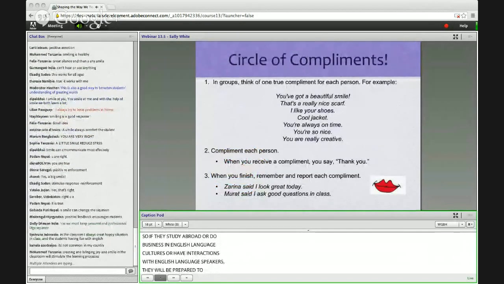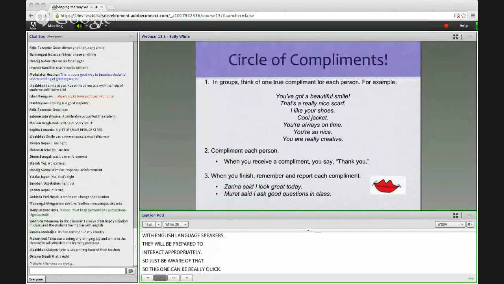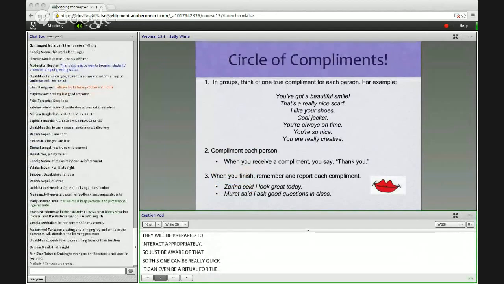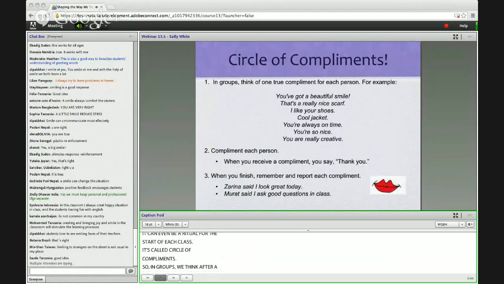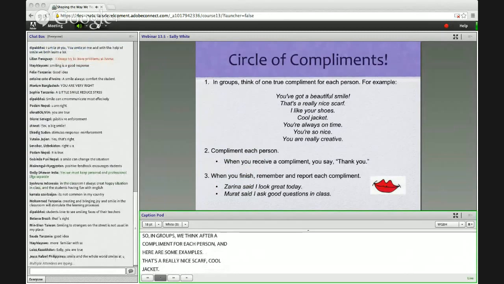So this one can be really quick. It can even be a ritual for the start of each class. It's called Circle of Compliments, and so in groups, we think of a compliment for each person. And here are some examples. That's a really nice scarf, cool jacket, you're so nice. So each person gets a compliment, and when you receive a compliment, you say thank you.